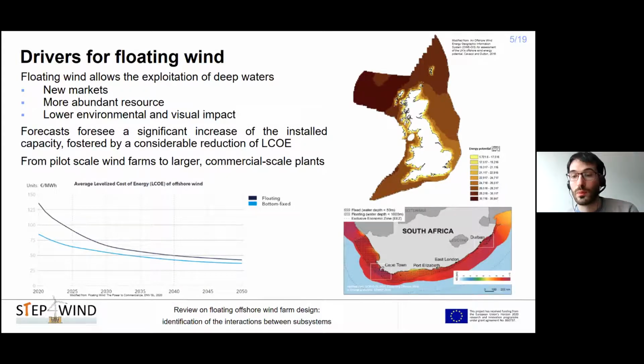Forecasts for floating wind are also very positive, expecting a very significant growth of the installed capacity in the next decades, together with a considerable reduction of levelized cost of energy that is necessary to make floating wind a competitive source of renewable energy. And this presumably will also see the floating wind industry move from current small pre-commercial floating wind farms to larger commercial scale wind power plants.